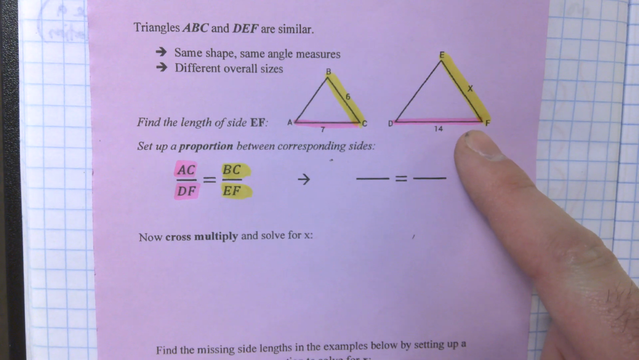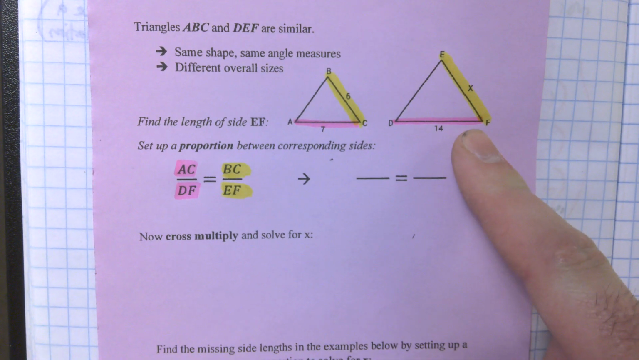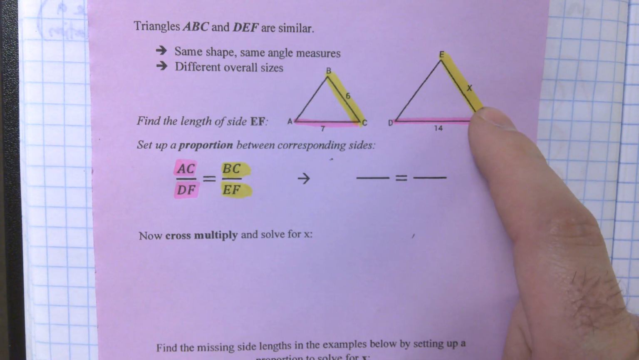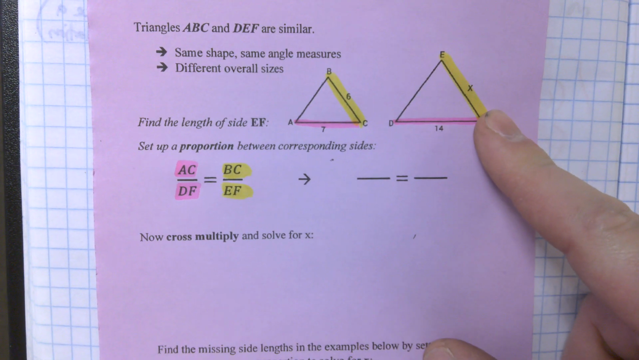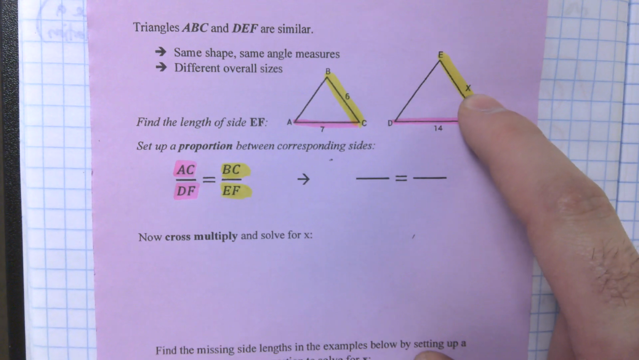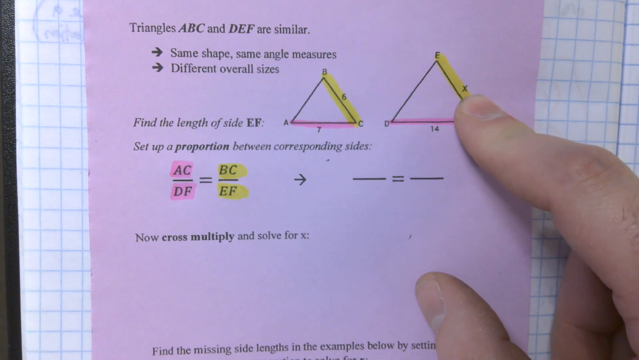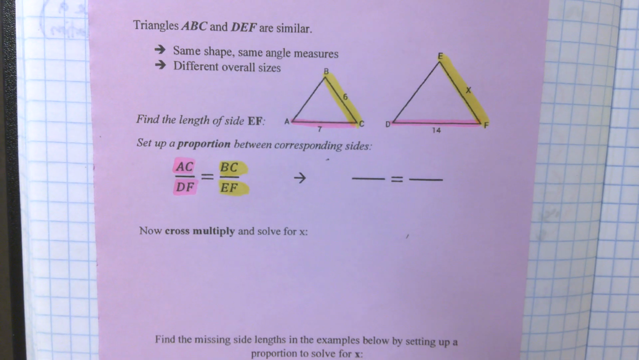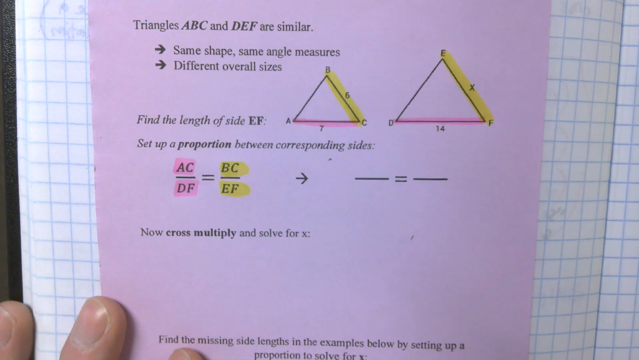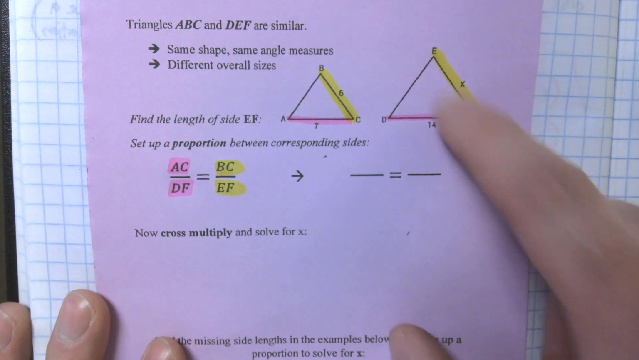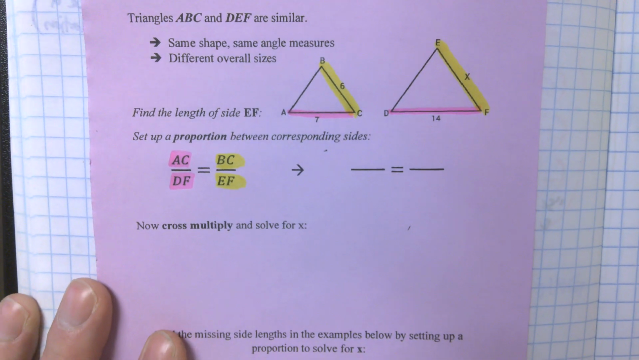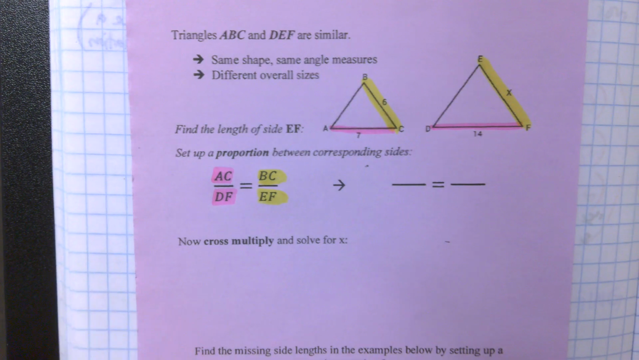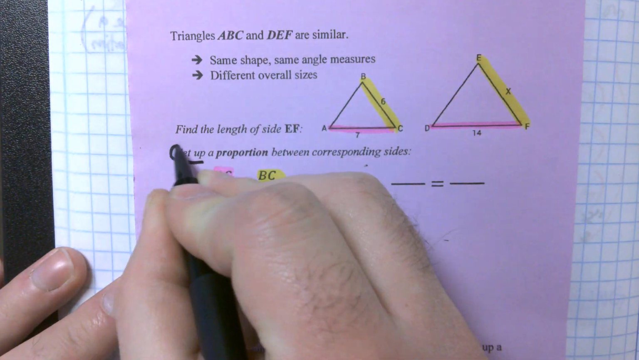How long is side DF in pink? 14 units. How long is EF in yellow? EF is x units long. Do we know how long it is if it says it's x units long? No. That's going to be what we try to find. It can't be 0 because I can see it's got some length to it, right? So what we need to do is set up a proportion.